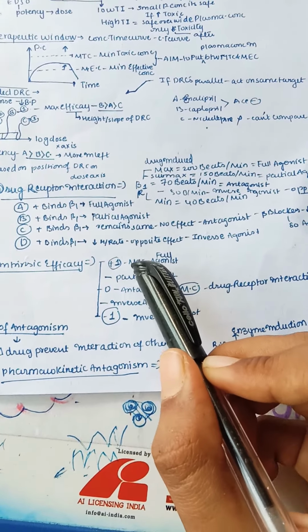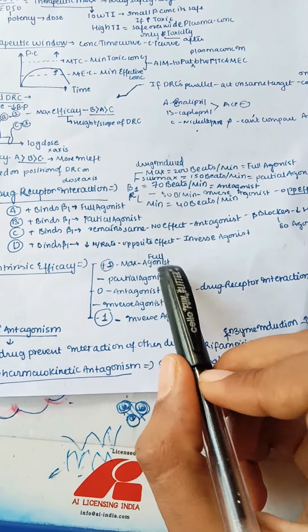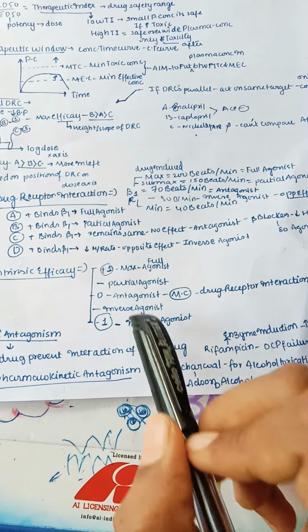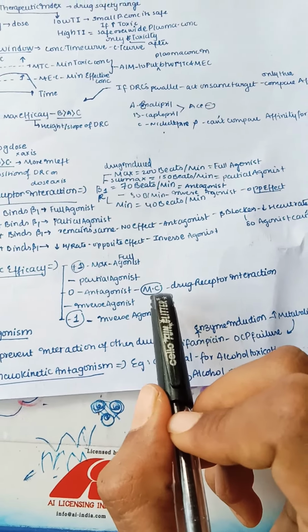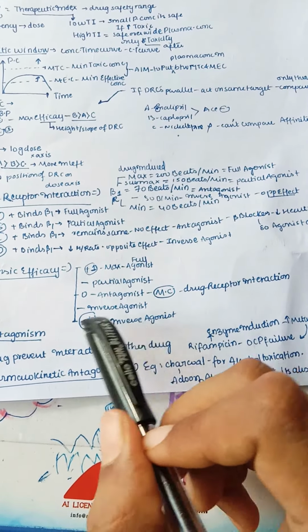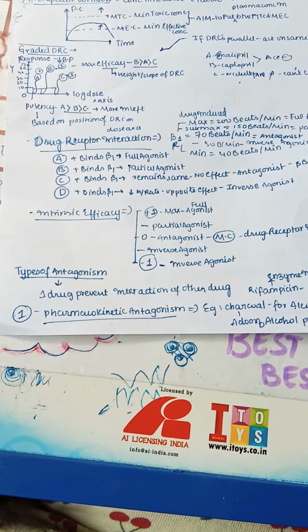Next, coming to the intrinsic efficacy. Here we have plus 1, 0, minus 1. Plus 1 is maximum effect, the full agonist. The partial agonist is in between the full agonist and antagonist. The antagonist has no effect, and it is the most common drug receptor interaction, remember. Below the antagonist, at minus 1, we have our inverse agonist.